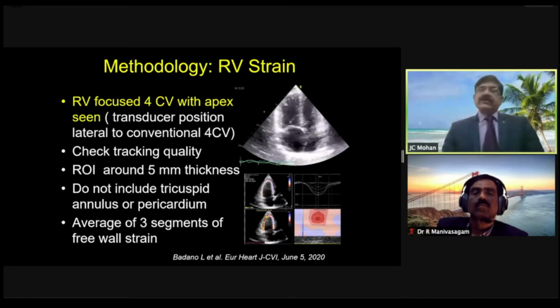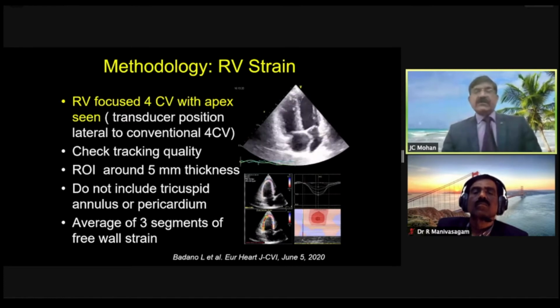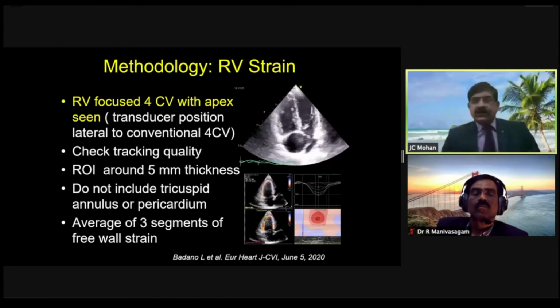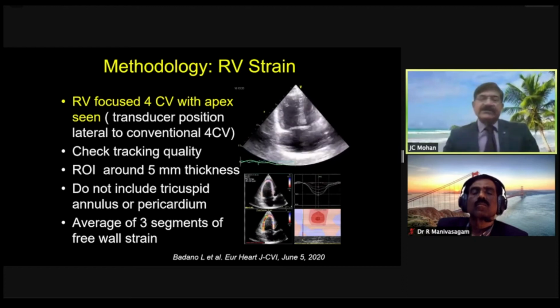What about, of course, the longitudinal strain we also use for right ventricle function. For the right ventricle longitudinal strain, you should obtain a right ventricle focused 4-chamber view, which you obtain by moving the transducer position lateral to the conventional 4-chamber view. Other things are the same. Check tracking quality, region of interest about 5 millimeter. Don't include tricuspid annulus or pericardium, and average of 3 segments of free wall strain is what we are interested in.